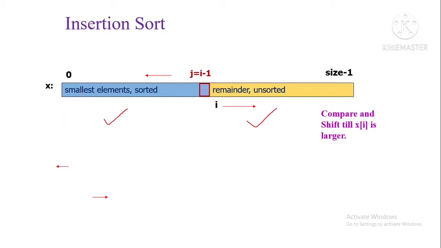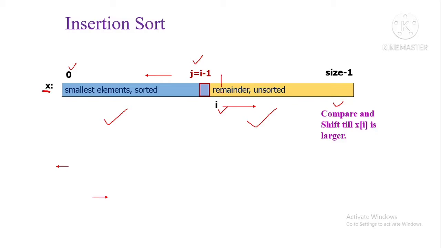Here this is the name of the array. From index value 0 up to j we have all the elements already sorted. From index value i up to size minus 1 we have the elements in unsorted order. So how does this insertion sort work?